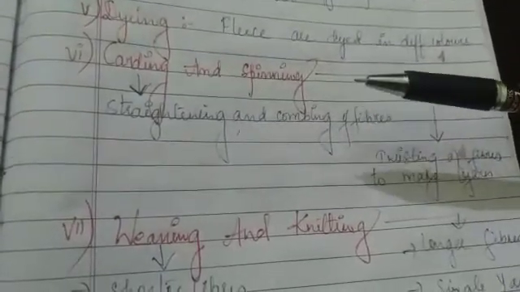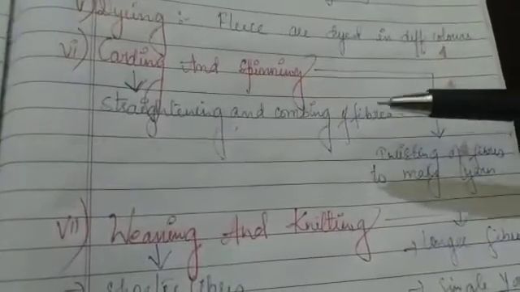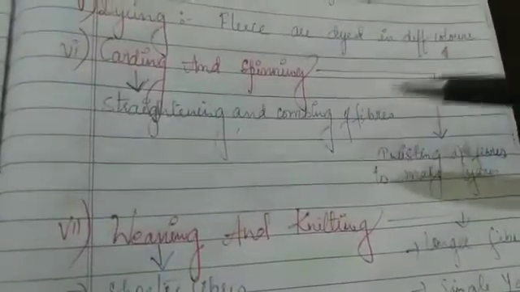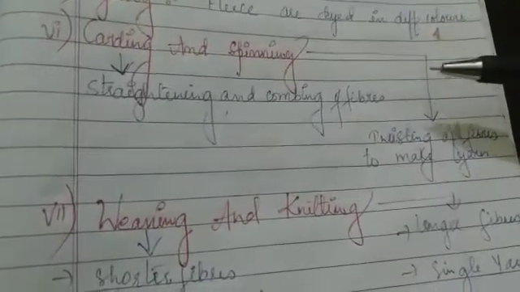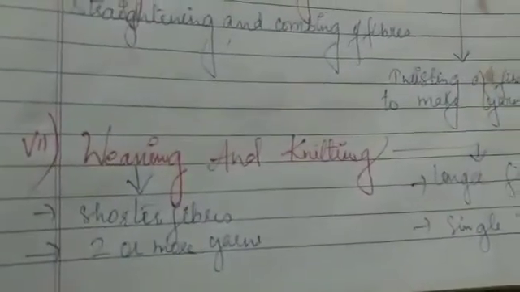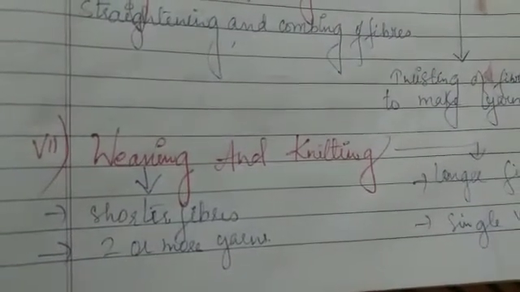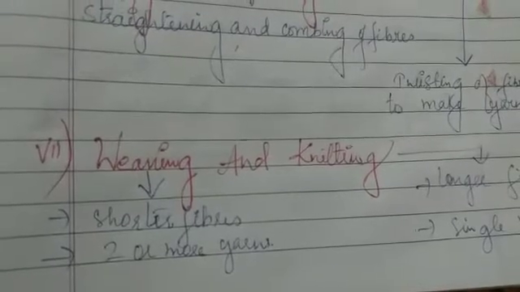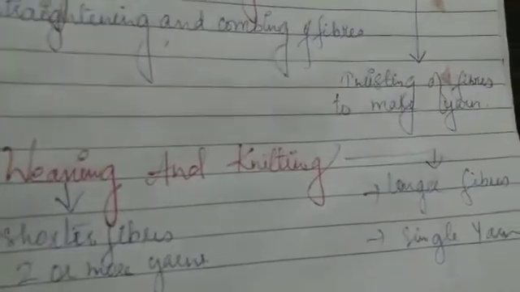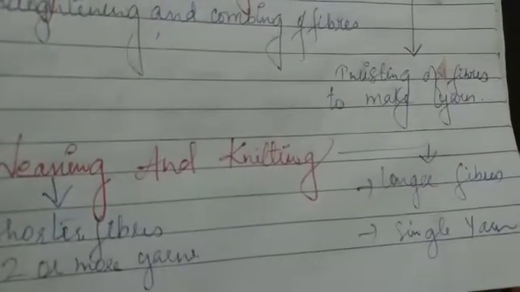And the next process is carding and spinning. Carding means we are combing and straightening the fibers. In spinning, we are twisting the fibers so that we can make a yarn. And the seventh and last process is weaving and knitting. In weaving, shorter fibers are used and there are 2 or more yarns, whereas in knitting, longer fibers are used and there is only one single yarn.